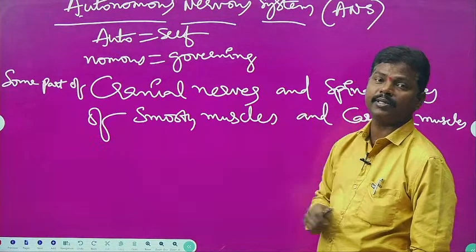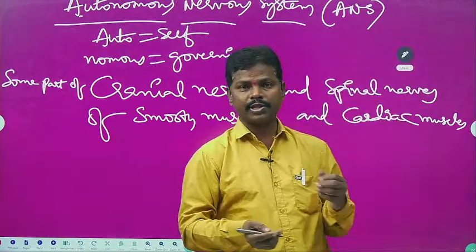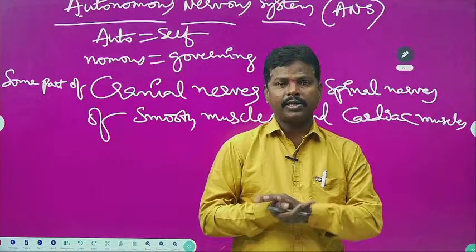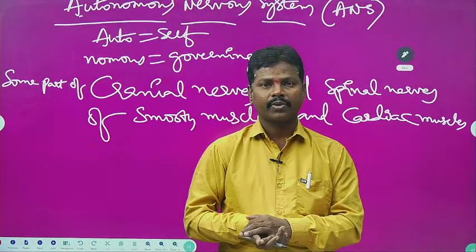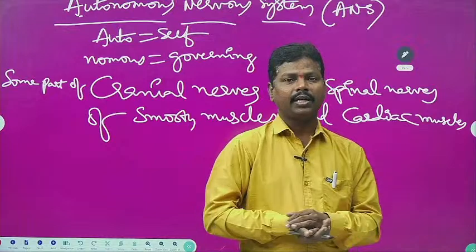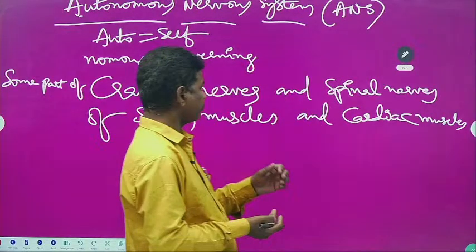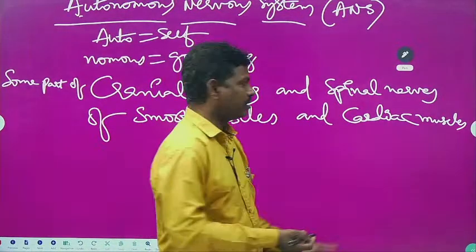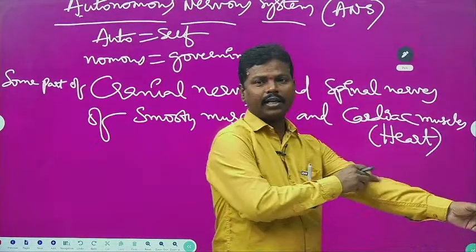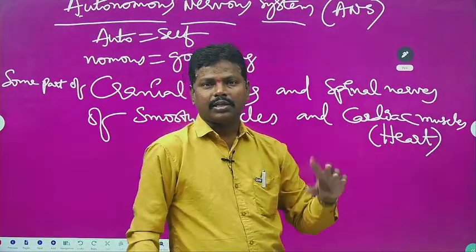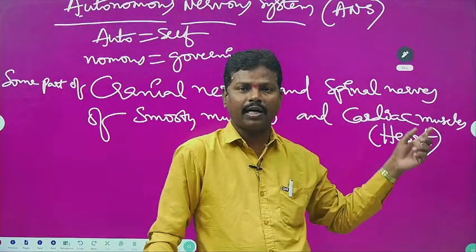Smooth muscles, as you know very well, are present mainly in the digestive system. Cardiac muscles are present in the heart. What are cardiac muscles? The muscles which help in pumping of blood are called cardiac muscles.